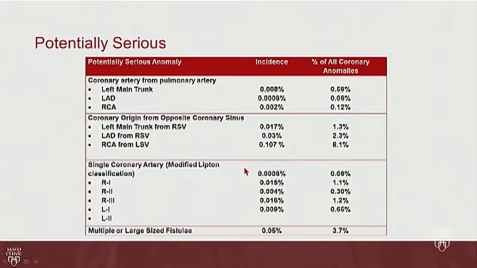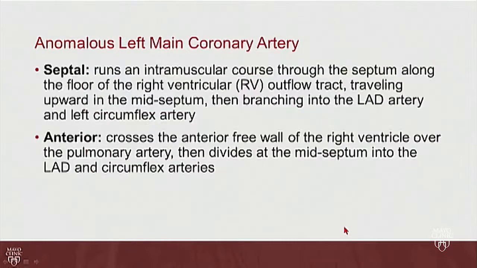So these serious anomalies are very rare, and they're a minority of the congenital coronary anomalies that you're going to see. The majority of them are, again, coming off the wrong cusp of the coronary artery. And you can see that fistulas are actually more common than most of the other significant anomalies that you will see. And so one of the questions that always comes up is the anomalous left main coronary artery and where is it running?